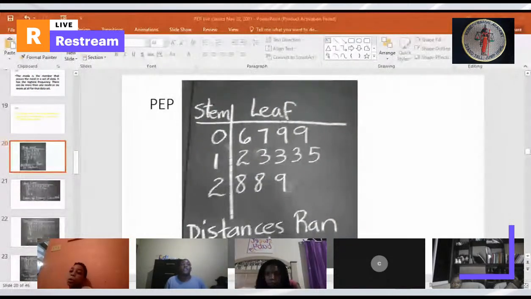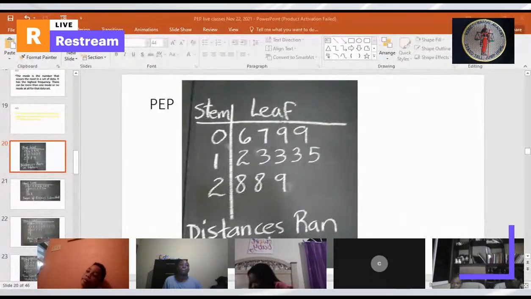The first row is 6, 7, 9, 9. The second row, because we're combining the 1 with each of those, so that's 12, 13, 13, 13, and 15. And the third row is 28, 28, and 29. And these are in meters. These are the distances that were run by several athletes.